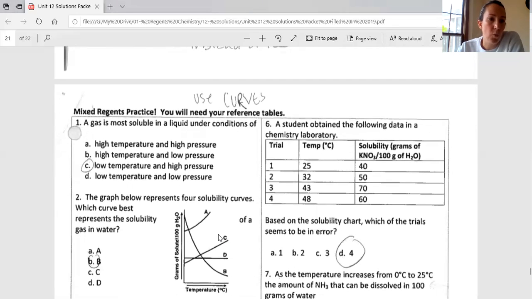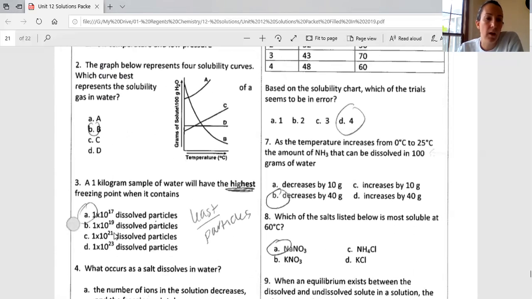Okay, so number 1, a gas is most soluble. So gases, think fizzy soda: low temperature, cap on, high pressure. Number 2, which curve represents gas and water? It's the only one that goes down. B. 3. This one's tricky because normally we talk about which will have the lowest freezing point, and that's the one with the most particles. But this one asks for the highest freezing point, so it's the opposite of those colligative properties we were just doing. So that's why it's choice A.